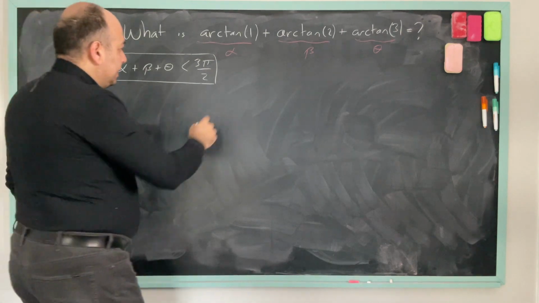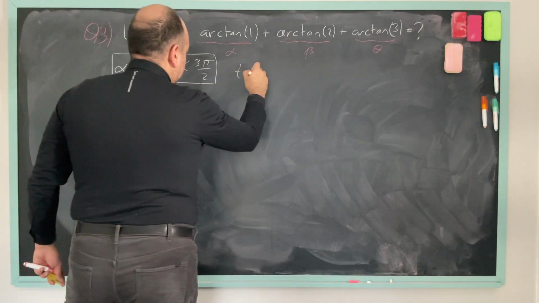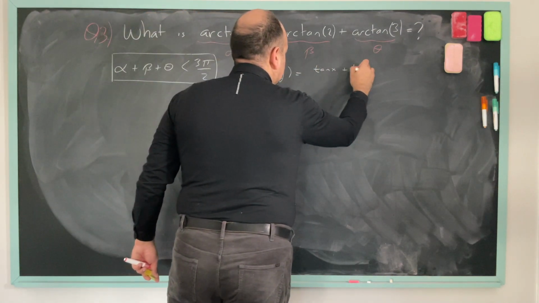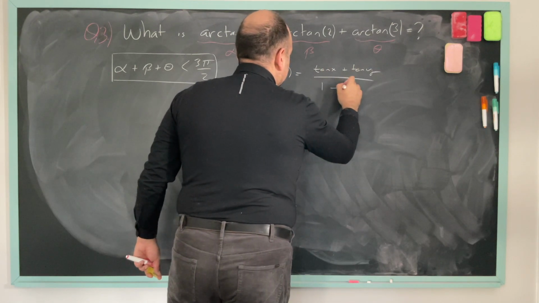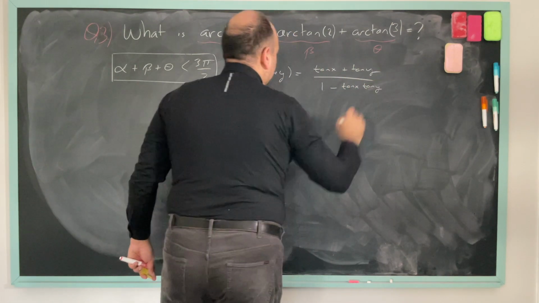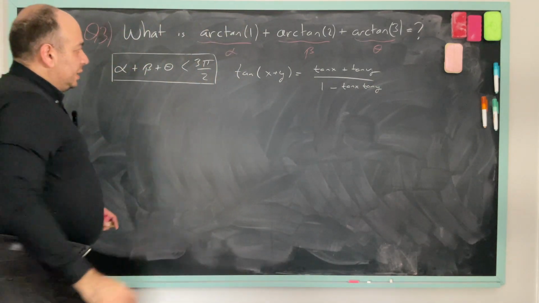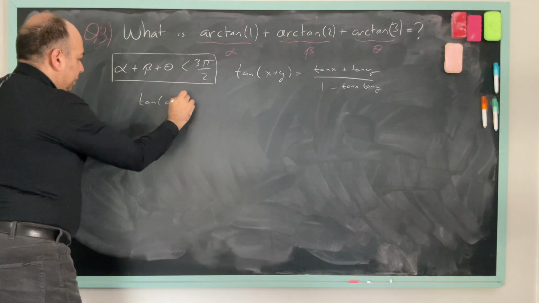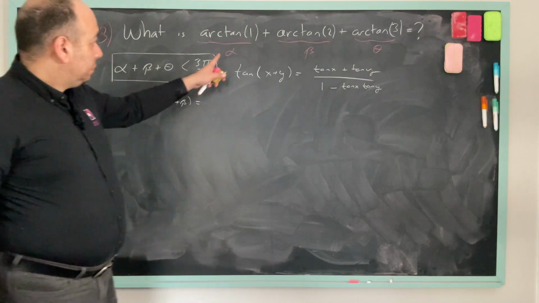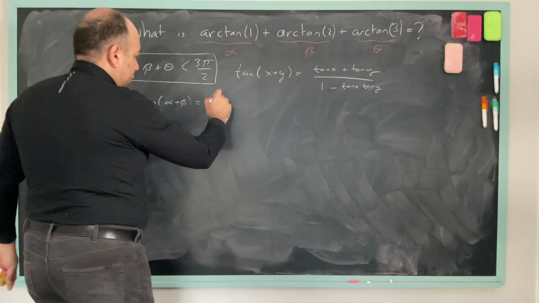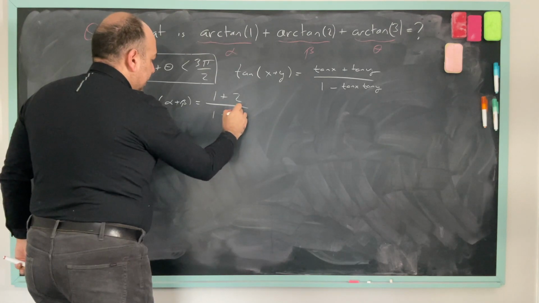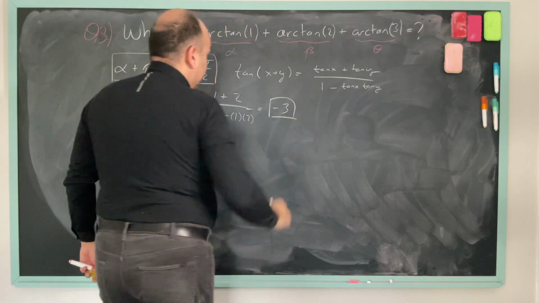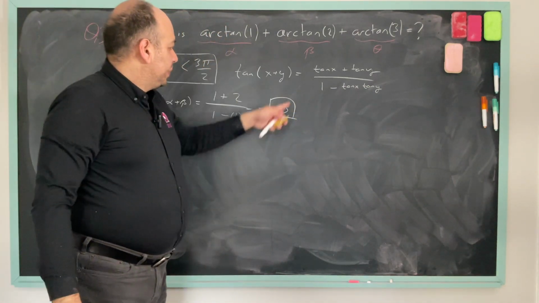Secondly, we'll be using the identity, okay? Tangent of x plus y is equal to tangent x plus tangent y over 1 minus tangent x times tangent y. So when we use this identity, let's focus on this alpha plus beta term first. So what is tangent of alpha plus beta? Let's calculate it. Tangent alpha is equal to 1, so 1 plus 2 divided by 1 minus 1 times 2, right? So this gives me minus 3. The tangent of alpha plus beta is equal to minus 3.